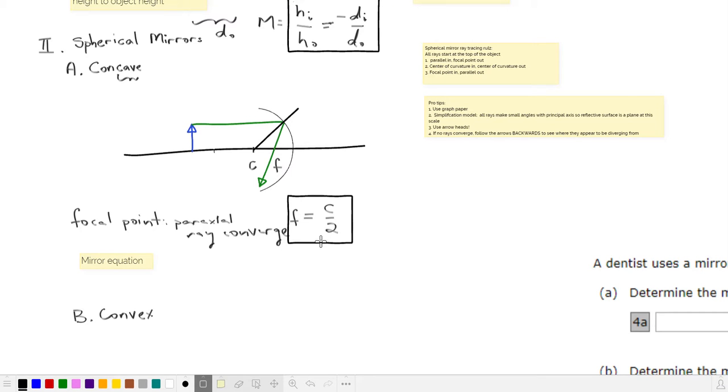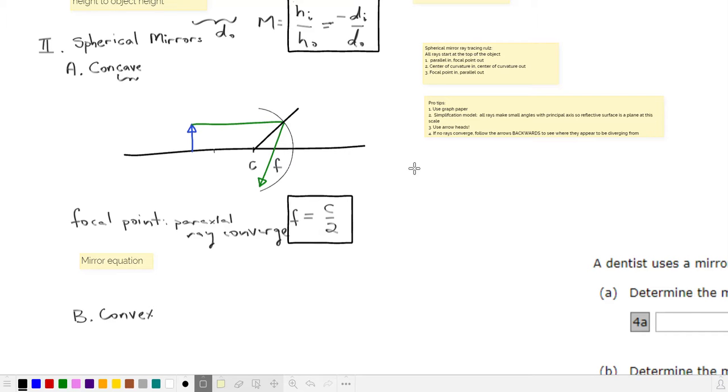Now we have to decide what sign we should use for the focal point. The focal point for a concave mirror is going to be positive because light actually goes through that focal point. And next we'll be looking at a convex surface where the light doesn't actually travel to the focal point, and so that will have a negative focal point. But in both cases, they're equal in magnitude to half of the radius of curvature.